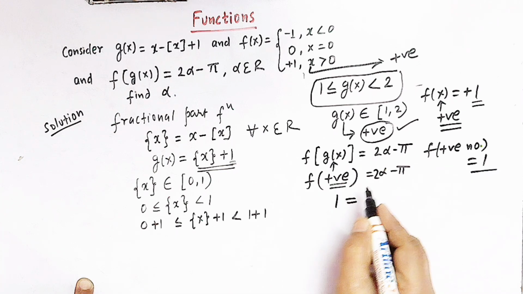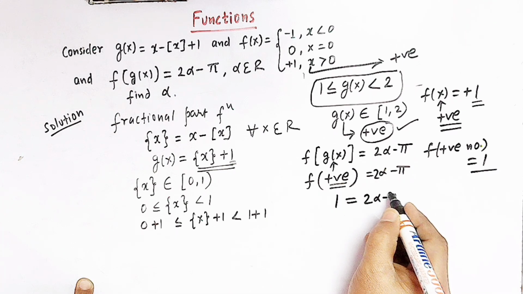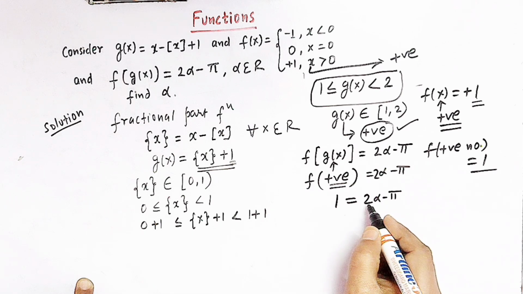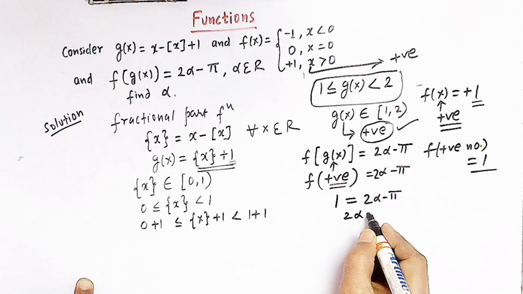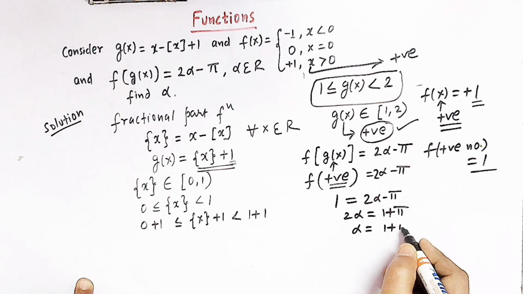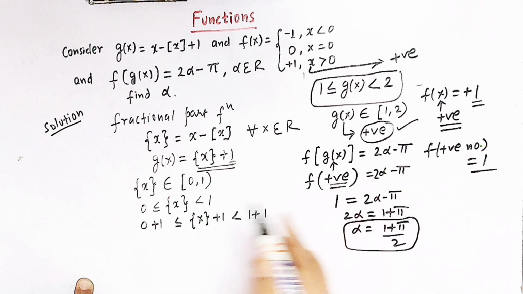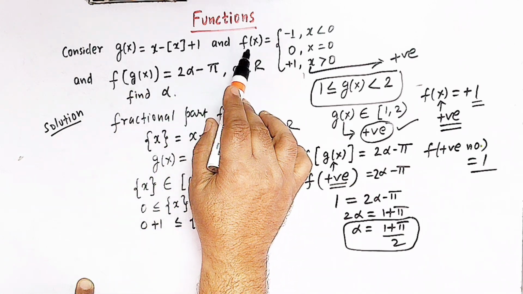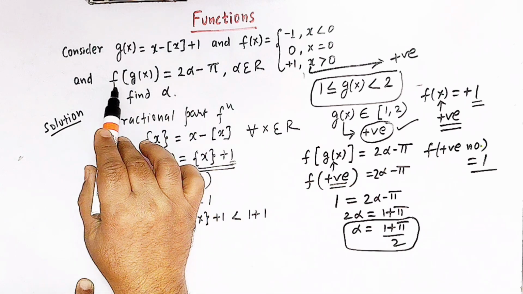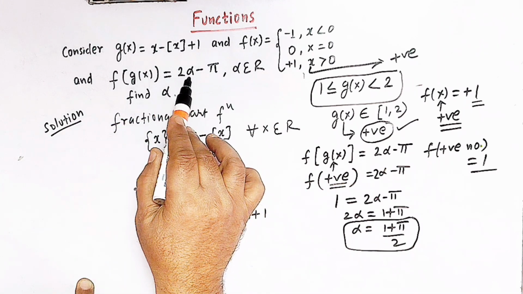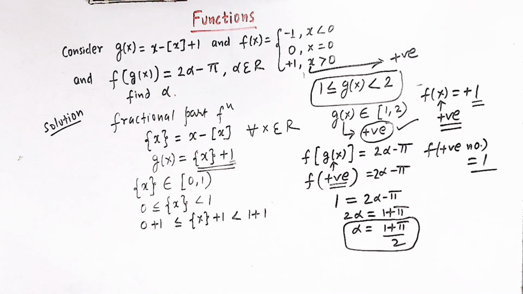So we have now the equation 2 alpha minus pi is equal to 1, and from here we can easily find out the value of alpha. We have 2 alpha is equal to 1 plus pi, so alpha is equal to (1 plus pi) over 2. This is the required value of alpha when g of x and f of x are defined in this way, and we are given the composition of f and g as equal to 2 alpha minus pi.